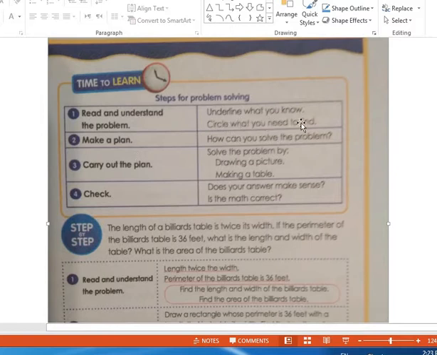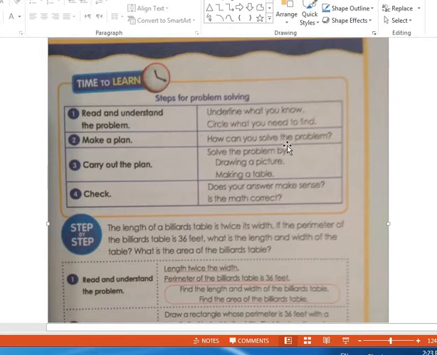Underline what you know. Circle what you need to find, in the math problems. Okay? Second step, make a plan. How can you solve the problem?